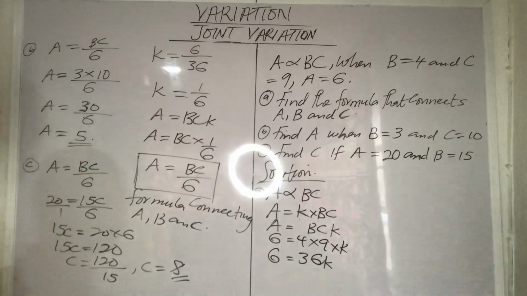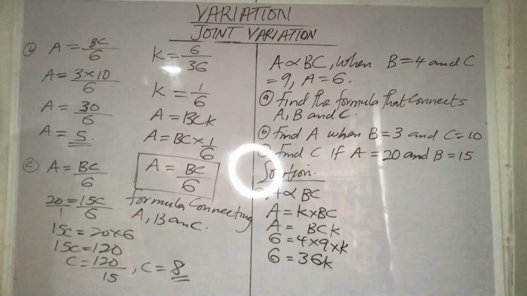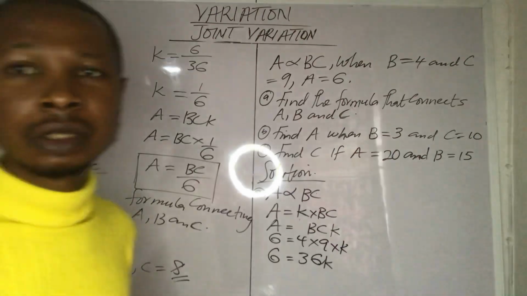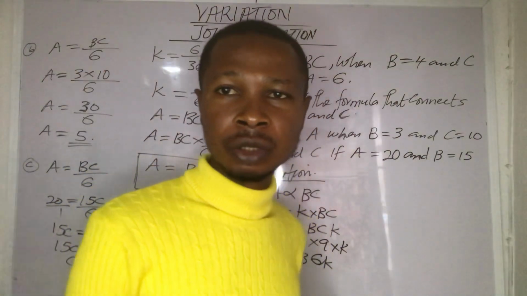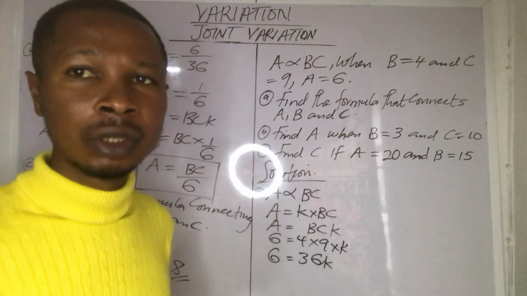So this is how to get your value. This is an example of joint variation. We will look at one more example in the next question.